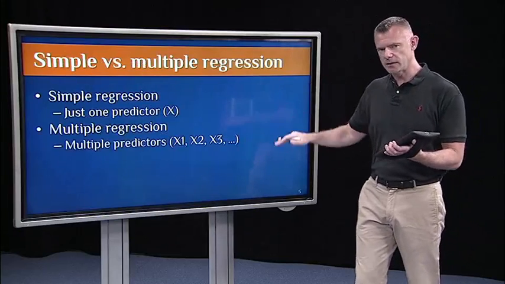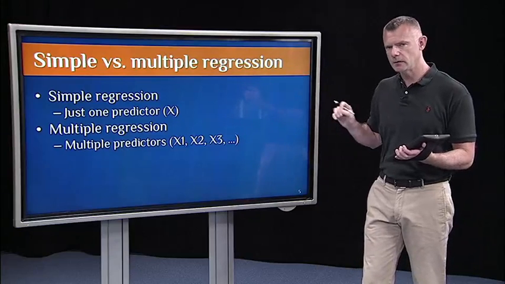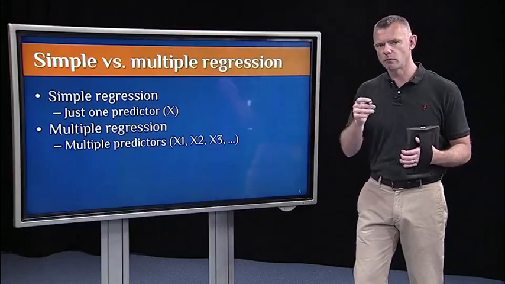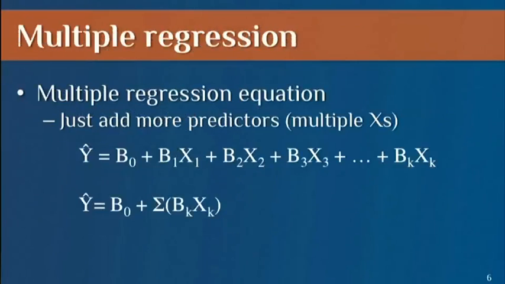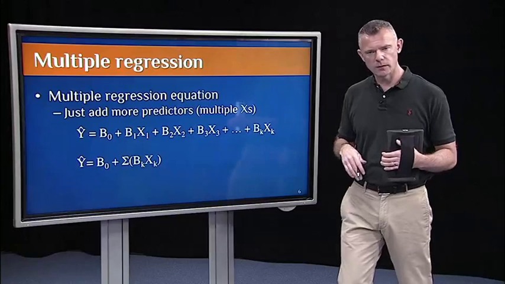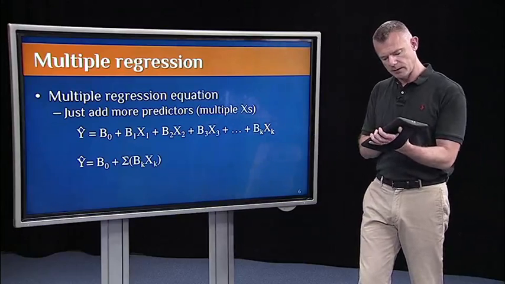So again, just to make the distinction between simple regression and multiple regression real easy: simple regression just has one predictor in the model. Multiple regression, you can have as many predictors as you want. So here's the multiple regression equation. You saw this when we first talked about regression about a week ago. I'm just putting in more predictors. We're going to estimate multiple betas.